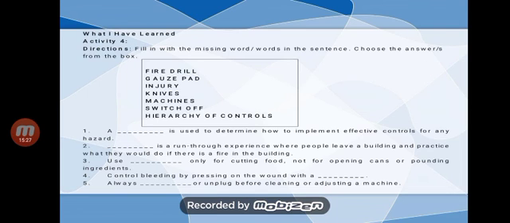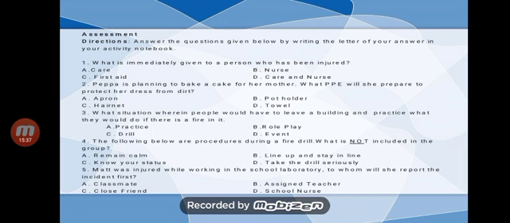What I have learned, activity 4. Directions: fill in the missing word in each sentence, choosing the letter from the box. Assessment. Direction: answer the questions given below by writing the letter of your answer in your activity notebook.